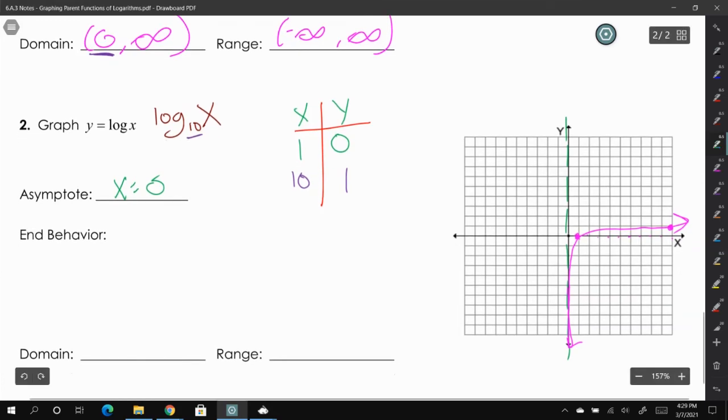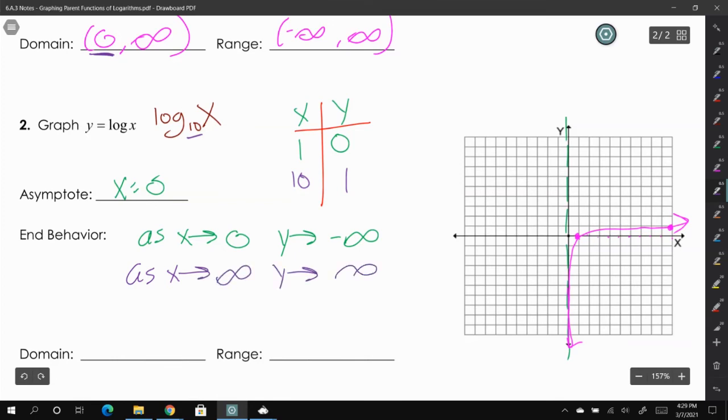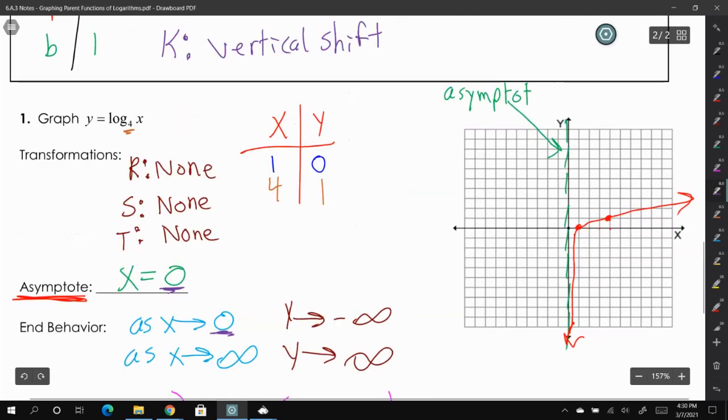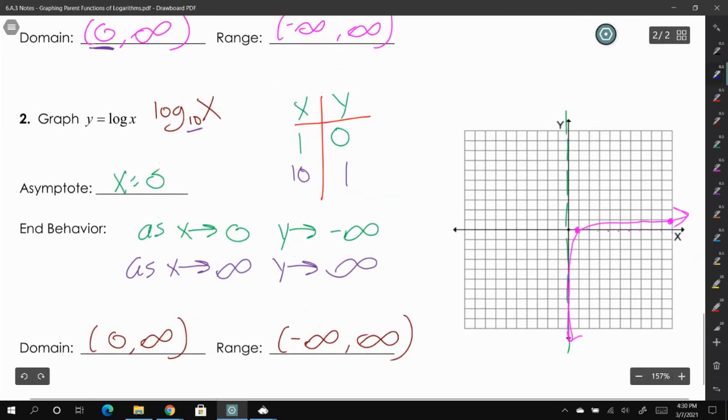So then our end behavior, as x approaches 0, because that's my asymptote, my y value is going down towards negative infinity. And as x goes to positive infinity, the y values are also going to positive infinity. The right side has the y values going up. Domain of this is going to be 0, infinity. And the range is going to be negative infinity, infinity. And again, all of these match up.